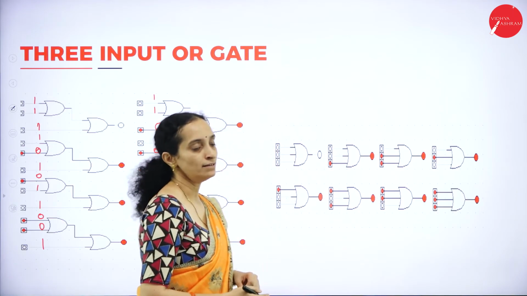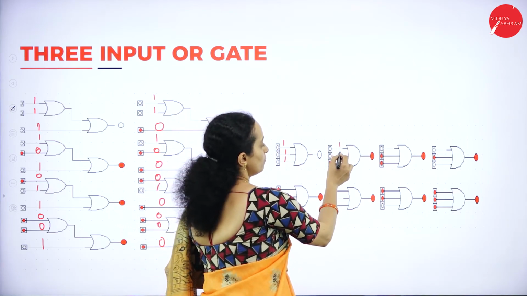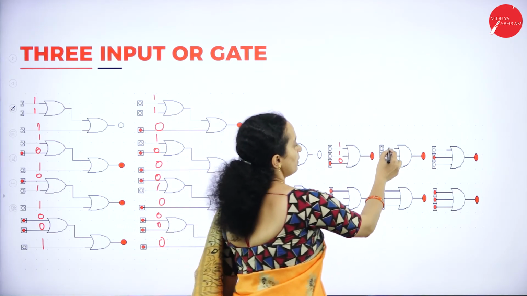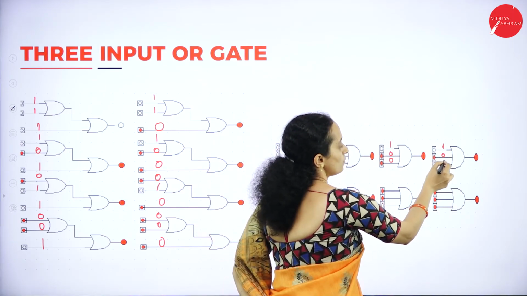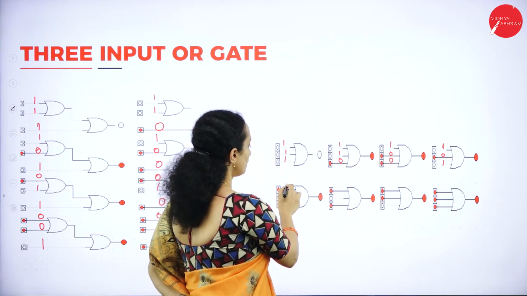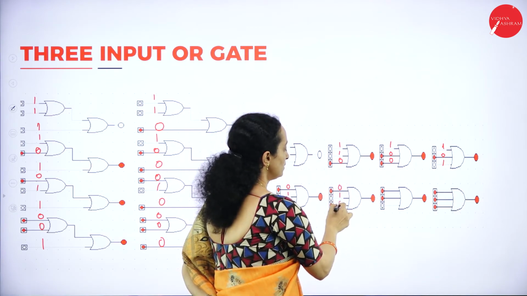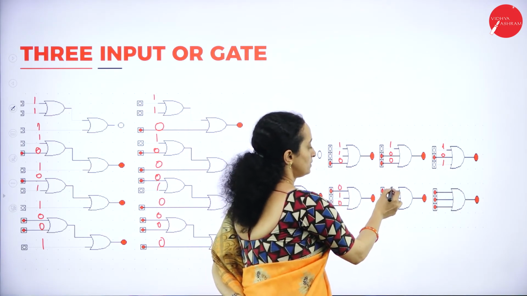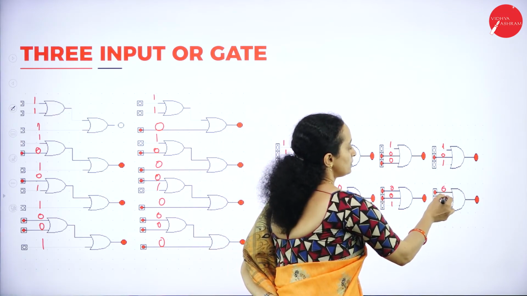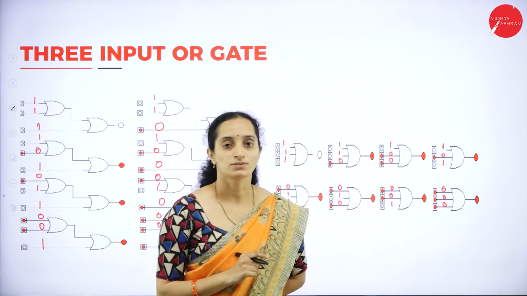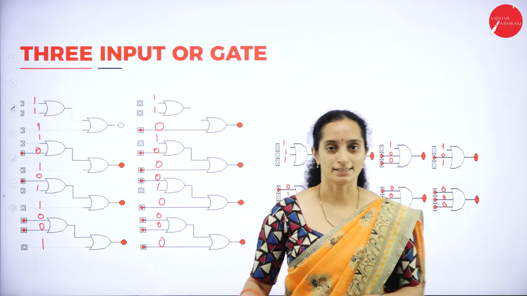Alright. Now we have the same thing like 1, 1, 1. We have then 1, 1, 0, 1, 0, 0. Then we have 1, 0, 1. Then we have 0, 1, 1, 0, 1, 0, 0, 0, 1, 0, 0 and 0. So, we have the values in this gate. Alright.